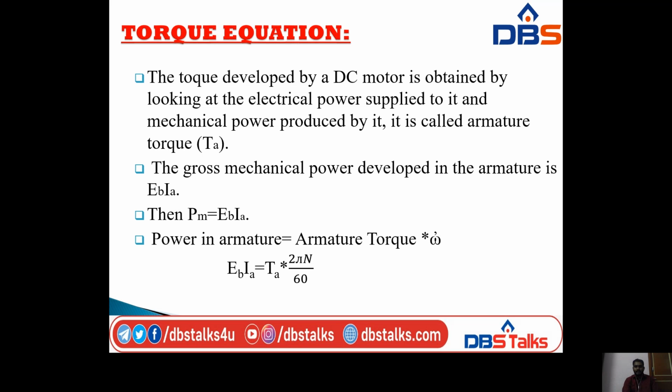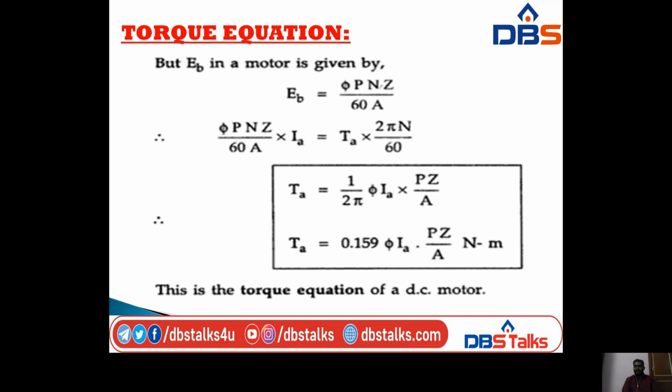Okay, and next, here EB in a motor is given by, as I already said in the significance of back EMF concept, the back EMF formula is equal to the generated EMF in a DC generator, that is EB is equal to φPNZ by 60A. So in the place of EB, I am substituting φPZN by 60A into IA. So EB into IA is equal to τa, the armature torque, into angular velocity ω. In place of ω I am substituting 2πN by 60.